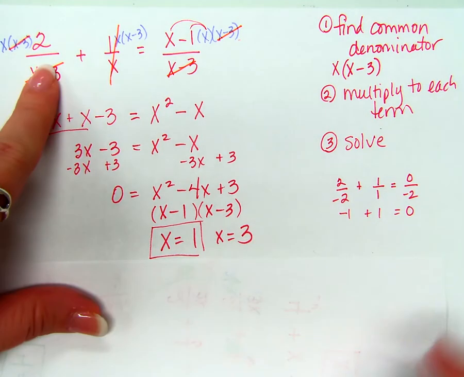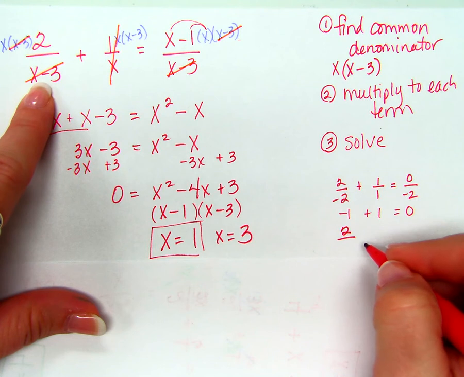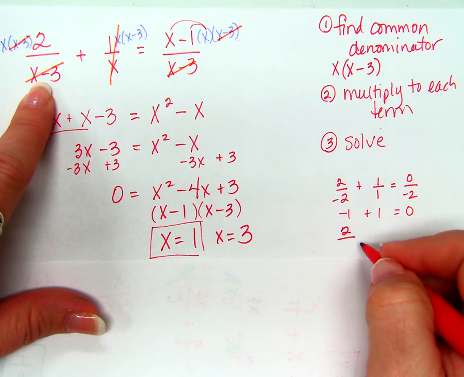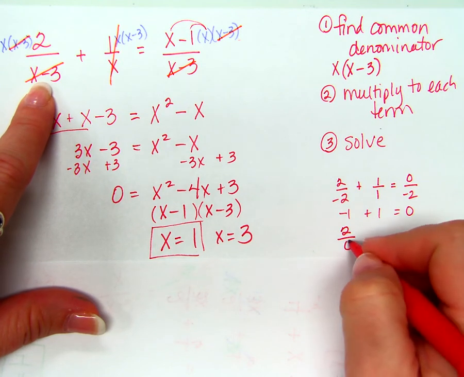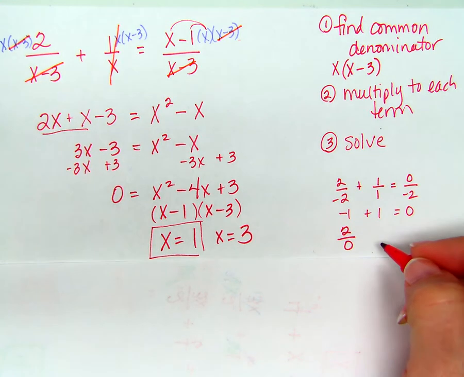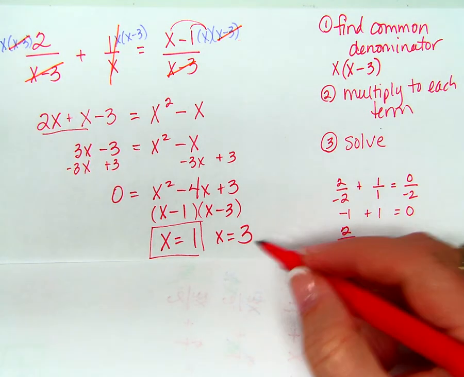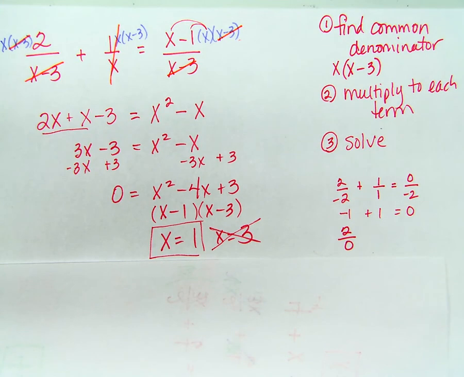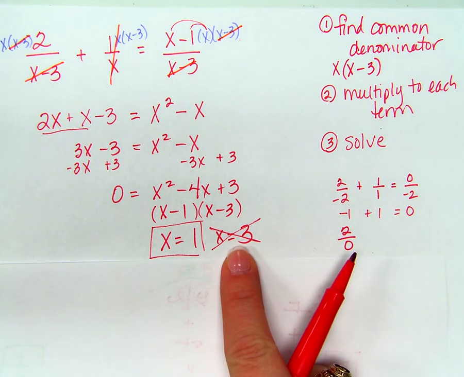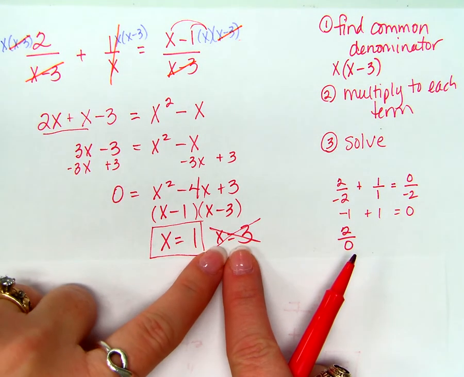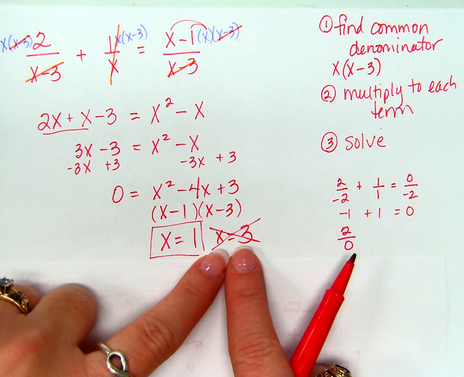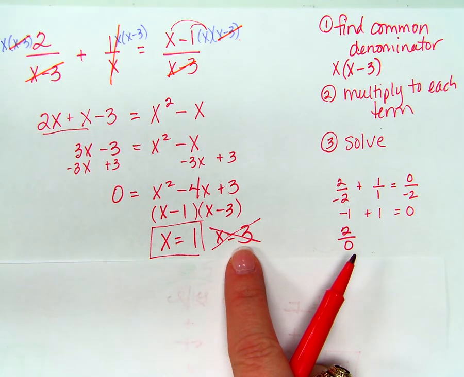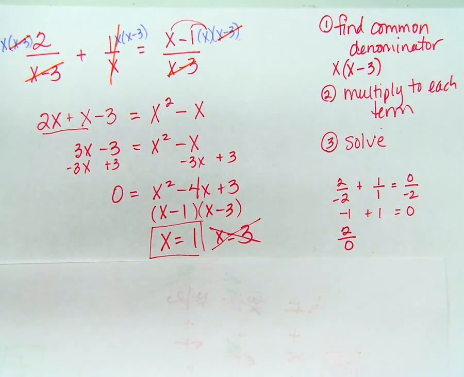Okay, 3. 2 over... Uh-oh. 2 over 0? Can I divide by 0? What does that tell me about this? It's not a solution. So it's really good that we were extra positive this time. Because it turns out that this is a solution that we got when we solved the equation, but it turns out to be something called an extraneous solution. It's extra. It doesn't work. Not that kind of extra, but the math extra.